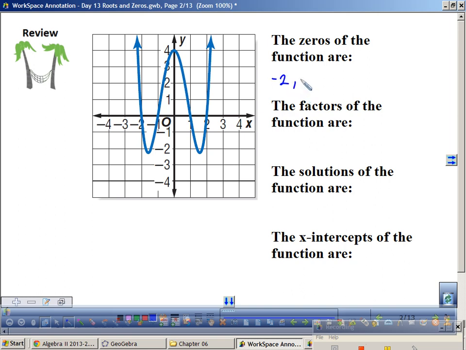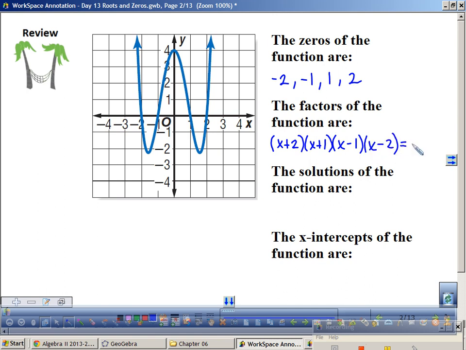Negative 2. Perfect. Those are my zeros. What are my factors? Factors are different, or at least in different forms. Exactly. X plus 2, x plus 1, x minus 1, x minus 2, in that order.